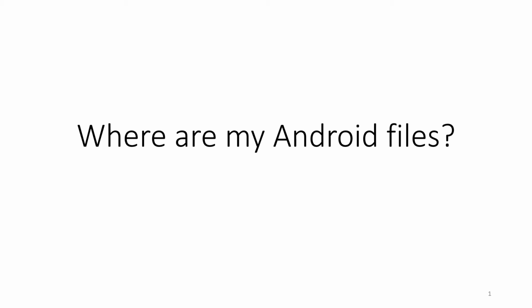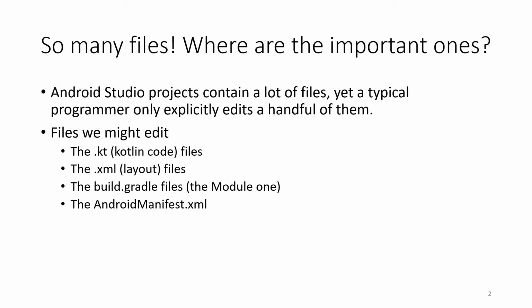In this video, we're going to try to answer the question, where are my Android files? When you make an app in Android Studio, it produces hundreds of files, but you probably only explicitly edit a handful. So we're going to look for some of the files we might explicitly edit, like the code file, the .kt, the Kotlin file, the layout file, the .xml, the build.gradle. This is sometimes where you bring in other external software packages, and so that is a thing that you might edit. And then the Android manifest.